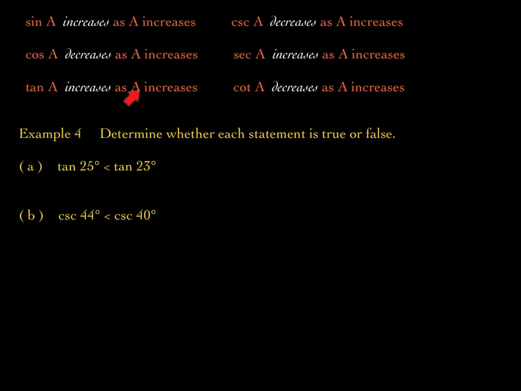The larger A is, the larger tangent of A. The larger the angle, the larger tangent of that angle. Between these two angles, 25 degrees and 23 degrees, 25 degrees is larger, therefore tangent of 25 degrees should be larger. However, this statement says otherwise. This statement says tangent of 25 degrees is less than tangent of 23 degrees. That's false. That cannot be true.